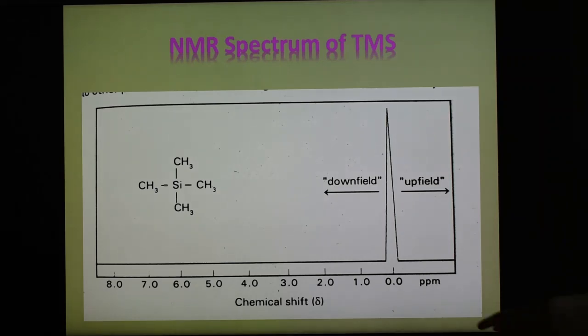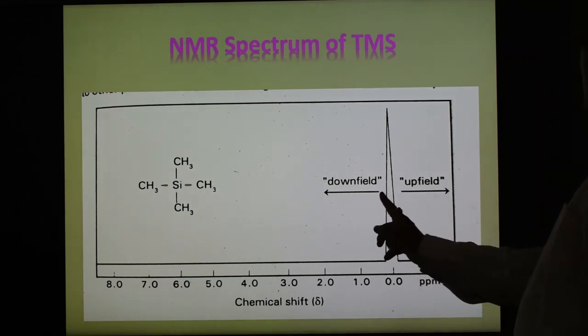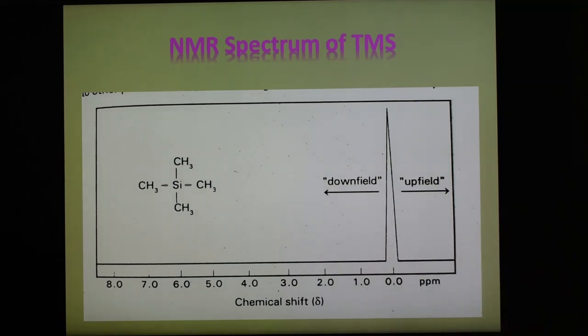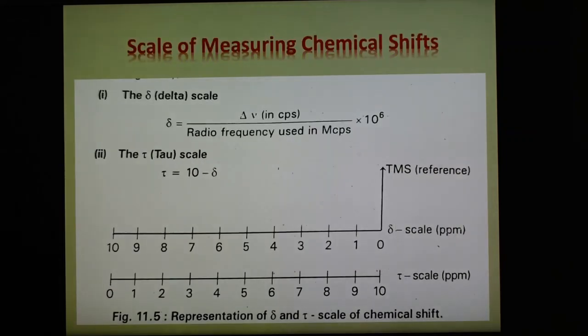Chemical shift is in ppm. This is upfield and this is downfield. Generally, organic molecule signals are observed downfield. This figure shows the NMR spectrum of TMS. It shows that protons in TMS absorb at high field strength compared to other protons, and therefore the TMS signal is used to calibrate NMR spectra. In the next slide we are going to see the scale used to measure the chemical shift.